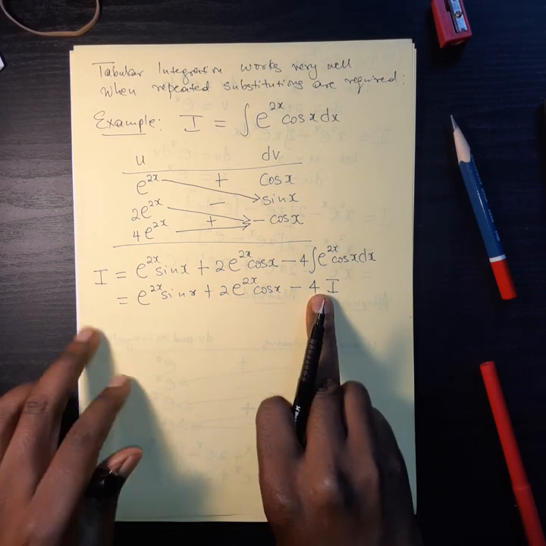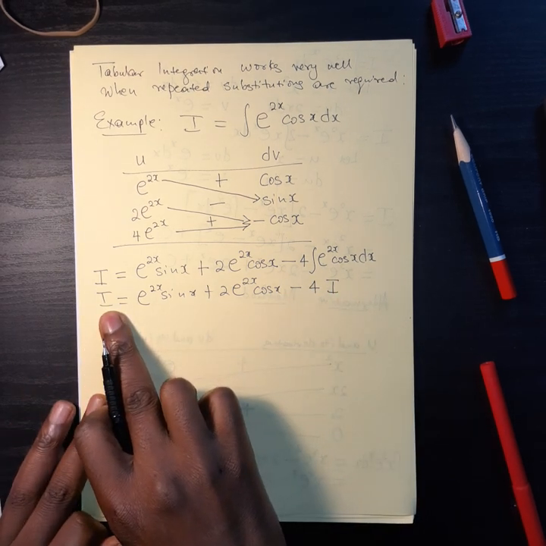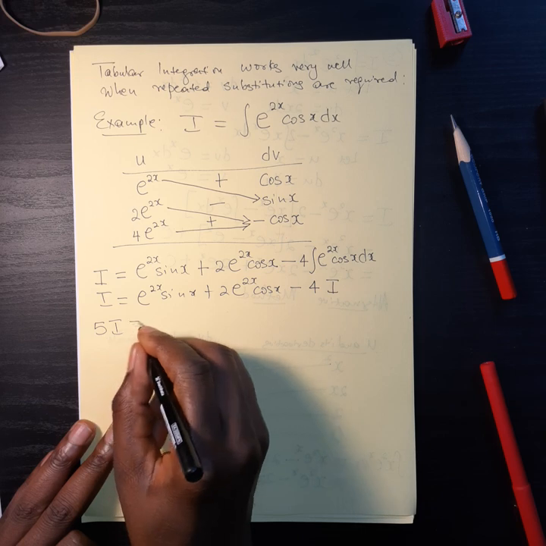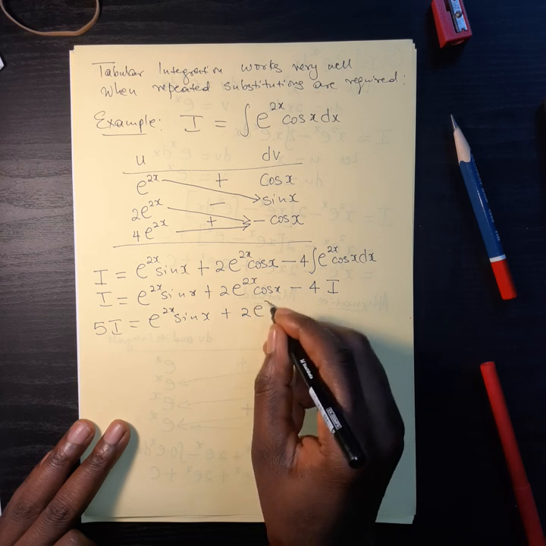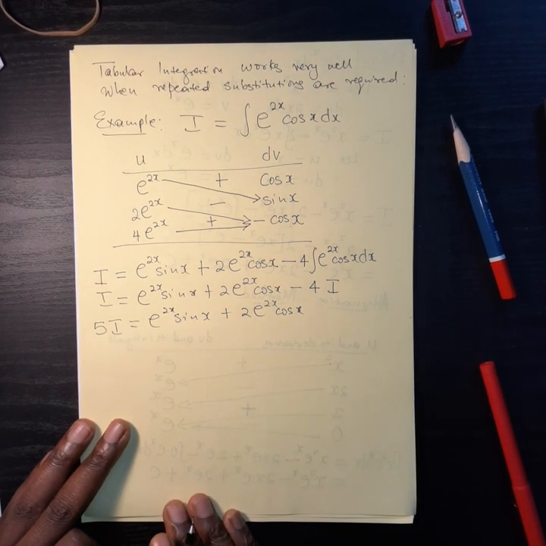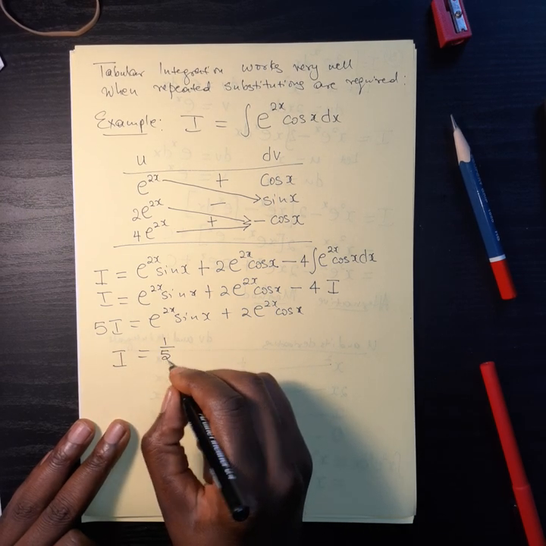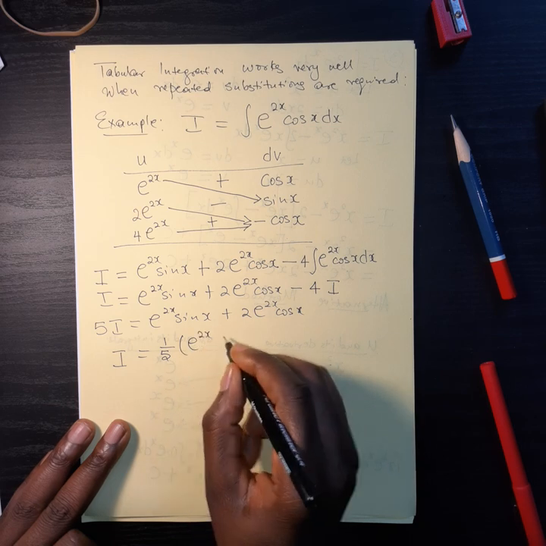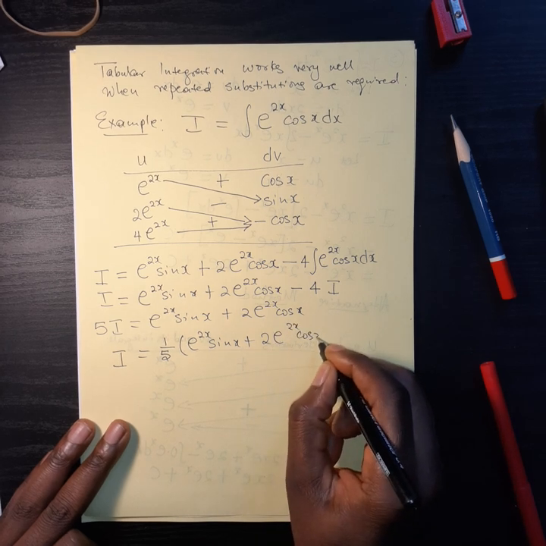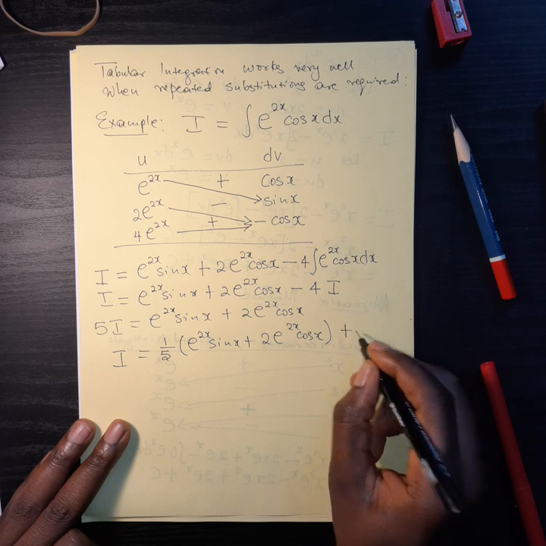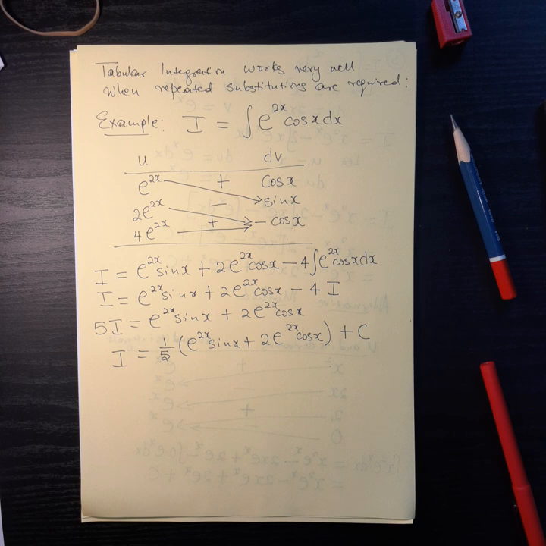So when we take 4I to the left-hand side, because we have got I here, it will be 5I. All right? It will be 5I equal to e to the power of 2x sine x plus 2e to the power of 2x cos x, like that. And then our I will be 1 over 5 into e to the power of 2x sine x plus 2e to the power of 2x cos x, like that, plus c. All right, so that settles it.